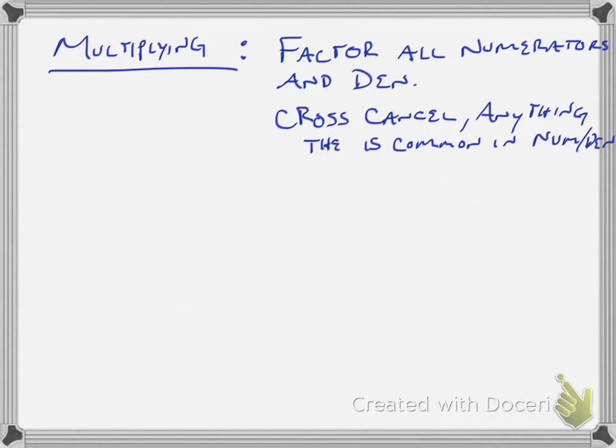For multiplying, factor all numerators and denominators, and then you're looking to cross cancel. It doesn't have to be a cross, it could be in the same fraction, but cancel anything that's common in the numerator and denominator. Okay? You cannot, I'm not going to write this, but you can write it if you want, cancel things out that are both in the numerator. One has to be in the numerator, one has to be in the denominator.